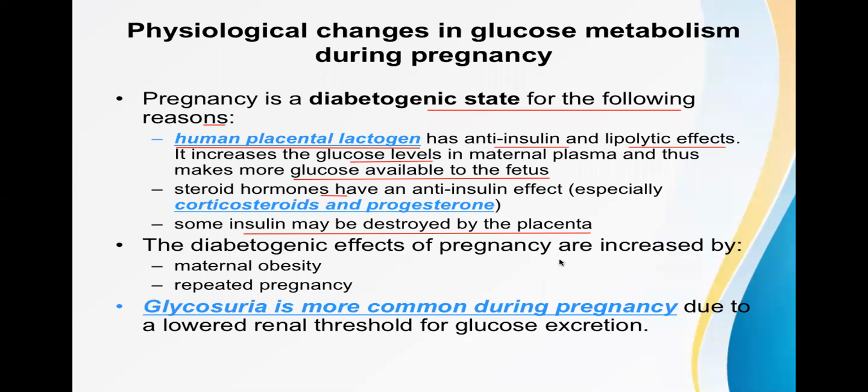The diabetogenic effects of pregnancy are increased by maternal obesity and repeated pregnancy. If the mother is obese, if the BMI is already more than 30, and because of repeated pregnancy, then the diabetogenic effects are just increased. Glycosuria is more common during pregnancy due to a lower renal threshold for glucose excretion.